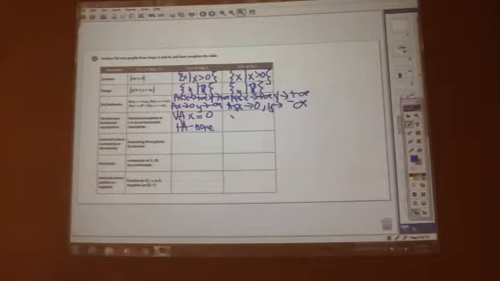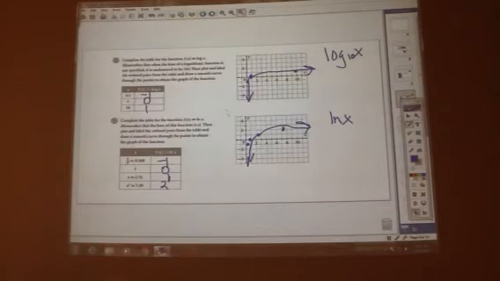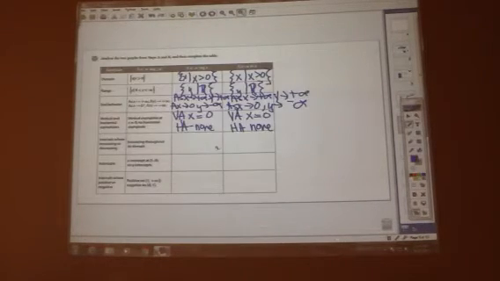Same thing on the natural log. Vertical asymptote at x equals 0. Horizontal asymptote, there is none. Intervals where it's increasing or decreasing. If we go back and look at our graphs, the base 2 is increasing throughout its domain. If we look at this graph of the base 10, it is constantly going up and going to keep going. And this one right here is going up and going to keep going. So it's always increasing.